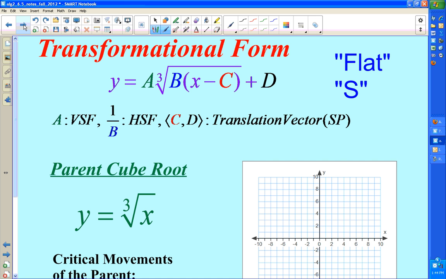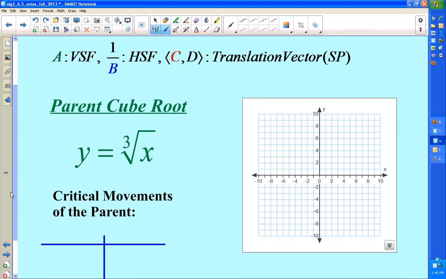Any cube root function is a flat S, and your ends should be pointing left and right when you're all said and done. That's something people get wrong: they start making the points, and all of a sudden their tail starts pointing up, because that's what cube does, but this is cube root. Okay? So A, B, C, D, nothing new there.